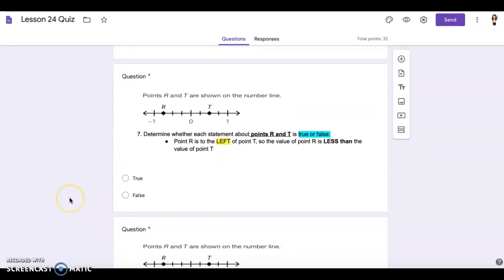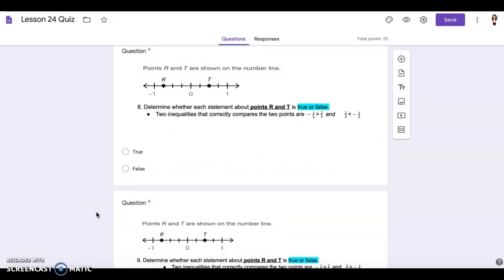Number 7. Determine whether each statement about points R and T is true or false. Point R is to the left of point T. So the value of point R is less than the value of point T. True or false?